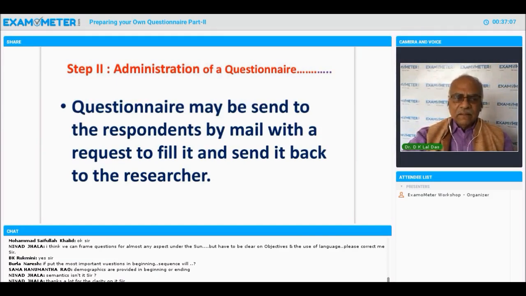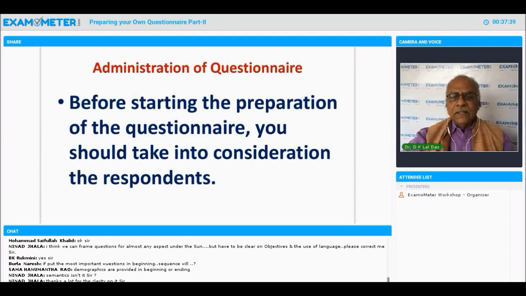One, as a researcher, you read the question and record the answer yourself. Second is, you hand over the questionnaire to the respondent, request the respondent to answer the questions, and you collect it later. Third is, you have got the addresses of respondents, you send them the questionnaire by post and request them to fill it up and send it back to you by post. These are the three.